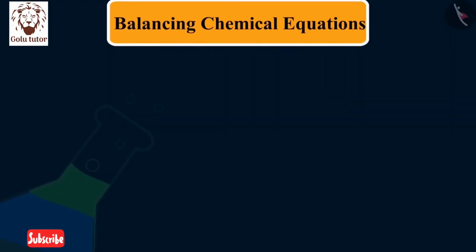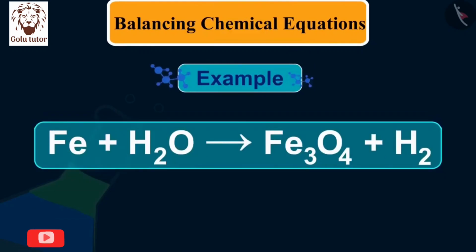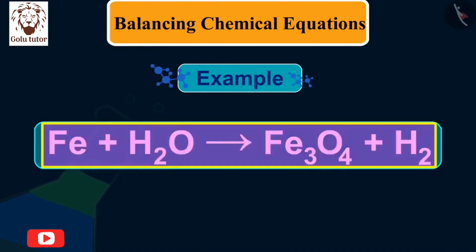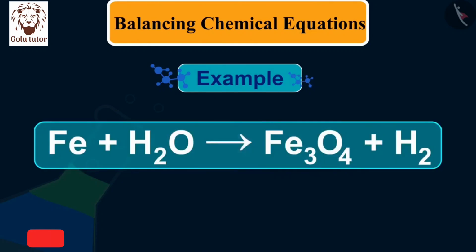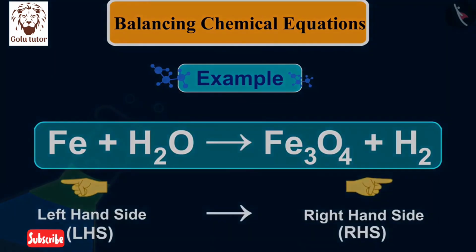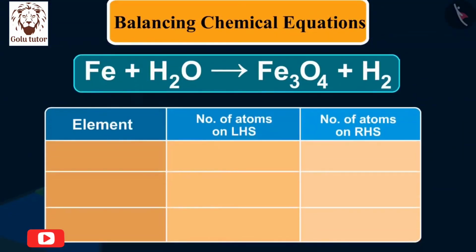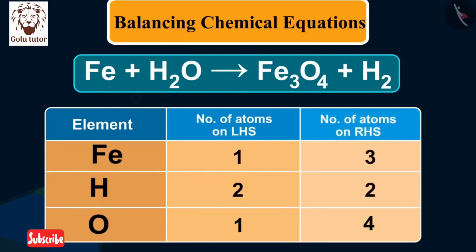Let us now try to understand balancing with the help of an example. Take the reaction of iron with water, which produces iron oxide and hydrogen. Let us examine the number of atoms of different elements on both sides of the arrow. Now, we can observe that the number of iron atoms on LHS is 1 and on RHS is 3. The number of hydrogen atoms on LHS is 2 and on RHS is also 2. And finally, oxygen atoms, which is 1 on LHS and 4 on RHS.